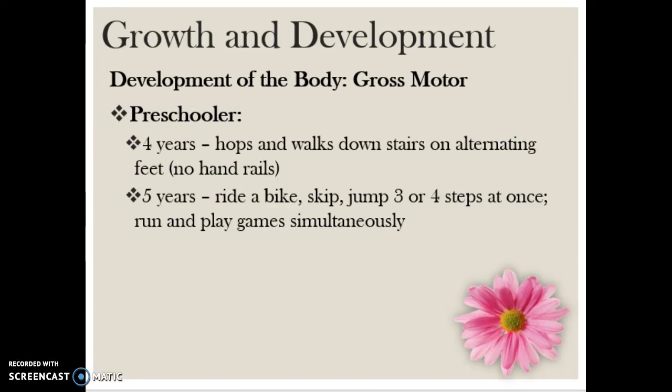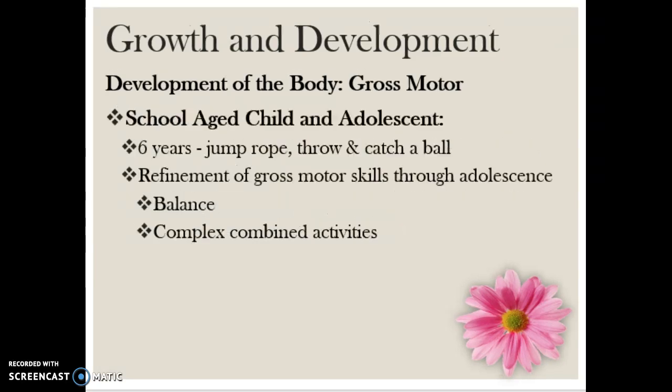Continuing on with gross motor development, as a preschooler, 4-year-olds should be able to hop and walk downstairs, alternating feet with no handrails, although they should use them for safety. By 5, riding a bike with a helmet, right? Skipping, jumping 3 or 4 steps at a time. They do like to jump off stairs. Running and playing games. Fun times.